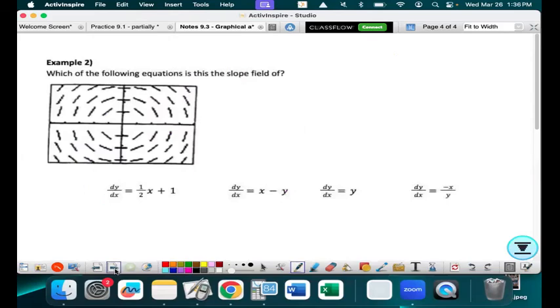All right, last example, which of the following equations is this the slope field of? So what you could do is you could go ahead and try to plot a particular solution, solve each of these differential equations. However, that second differential equation is going to make it very difficult because we have subtraction between the two variables. And what we want is multiplication and division between the two variables. So we have to change our strategy here.